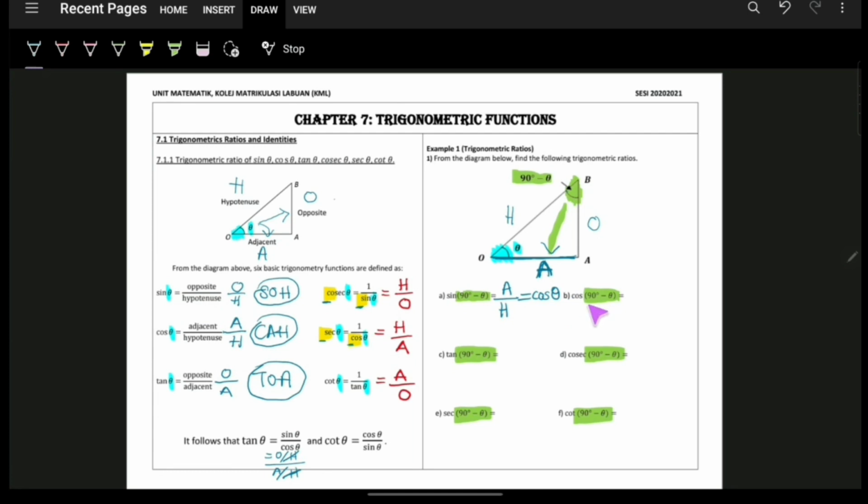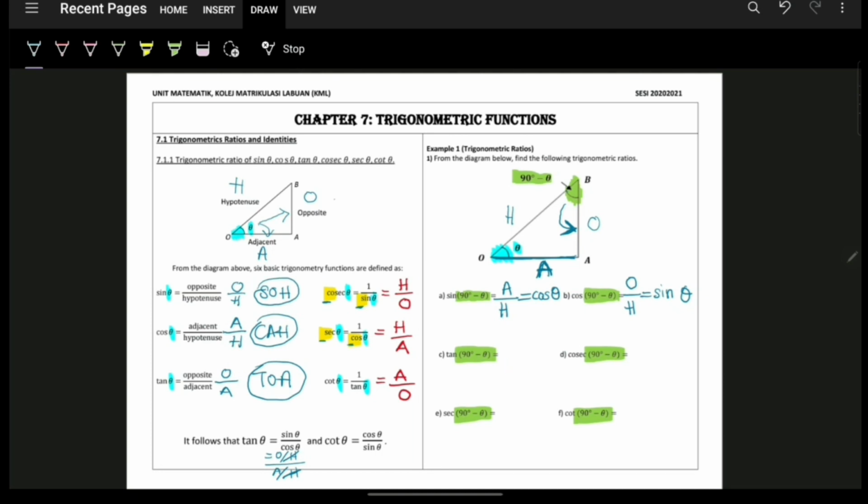Okay, and look at cos of 90 degrees minus theta. For the cos, the formula is adjacent over hypotenuse. And the adjacent side for this angle is this one, and it's labeled by O, and hypotenuse still by H. And O over H, as we see here, is just equal to sine theta. So this is just equal to sine theta.